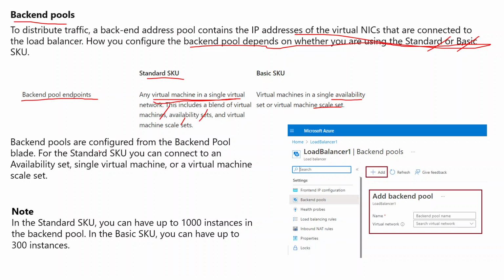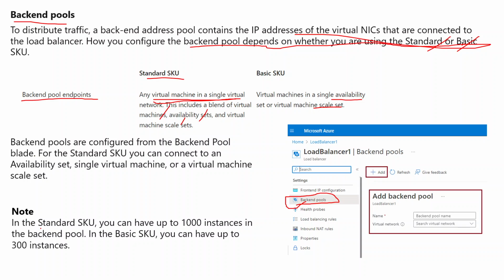And coming to the backend, pools are configured from the backend pool blade. If you open the load balancer, as soon as you create it, in the left side section you will have the backend pools. In these backend pools, you can create your backend, and you can attach your virtual network or VMs under it.